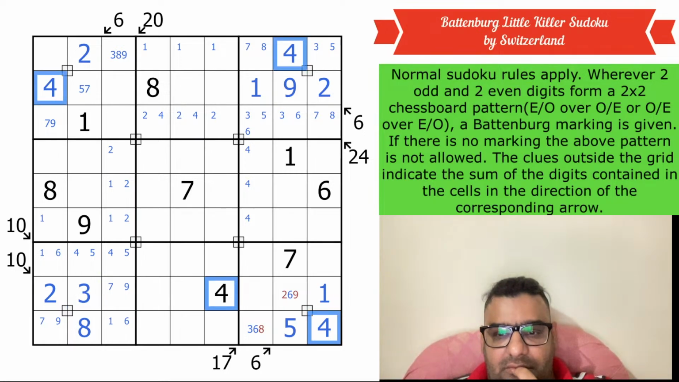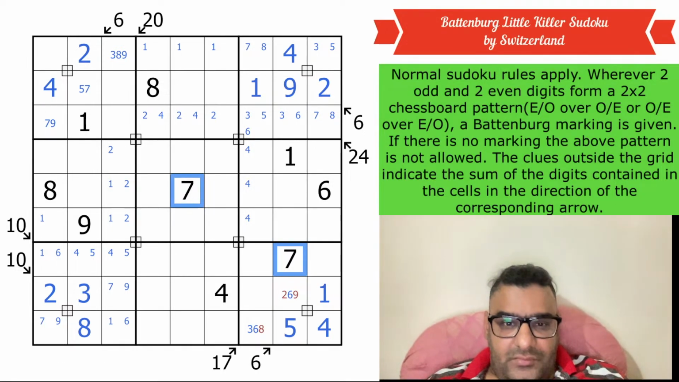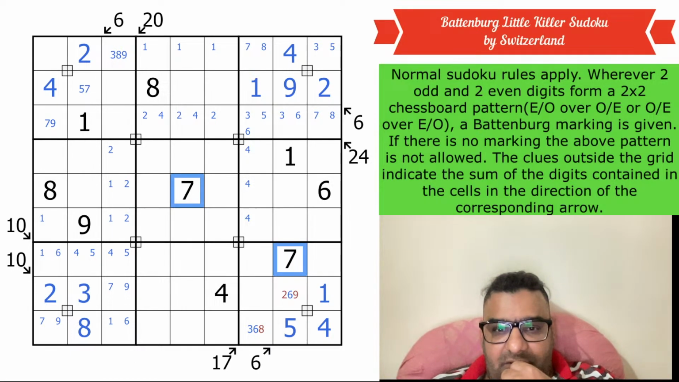If I go to 4, I already have written 4 in every place. What about 5? I have not written a single 5. What about 6? Only one 6. What about 7? I have not written a single 7. What about 8?